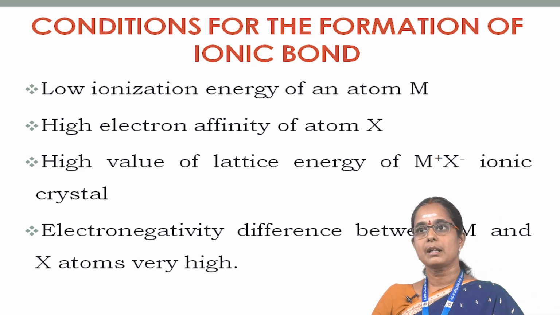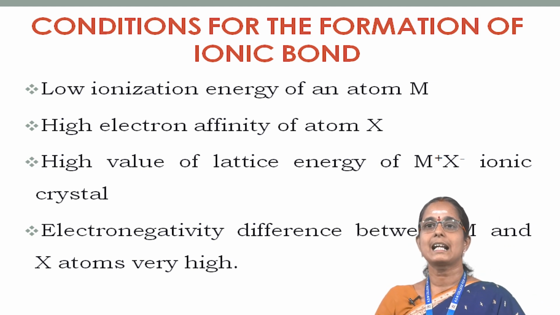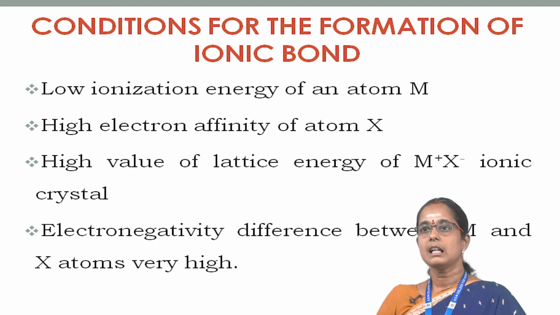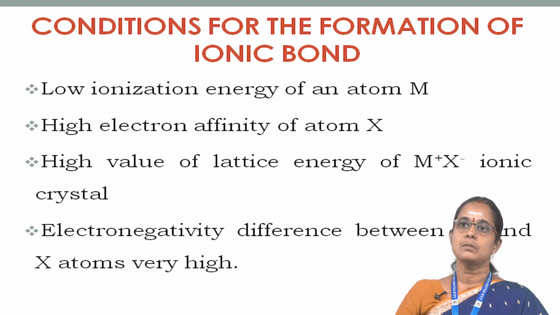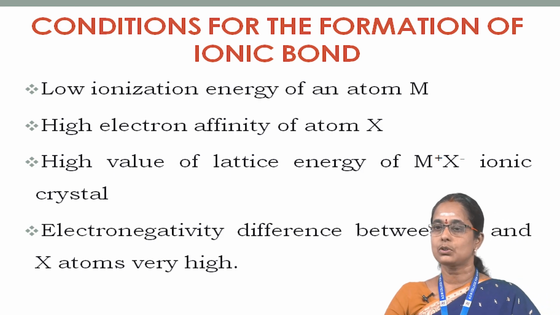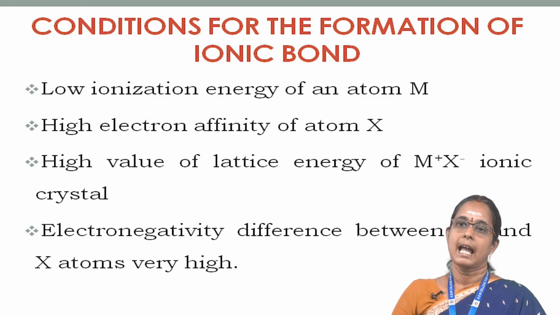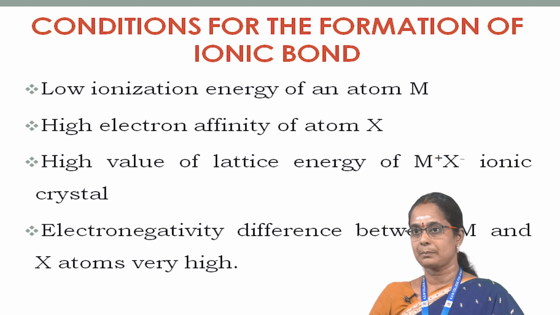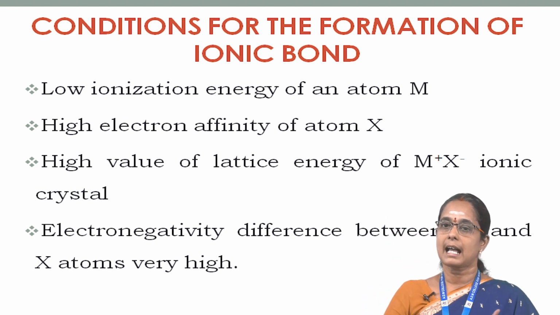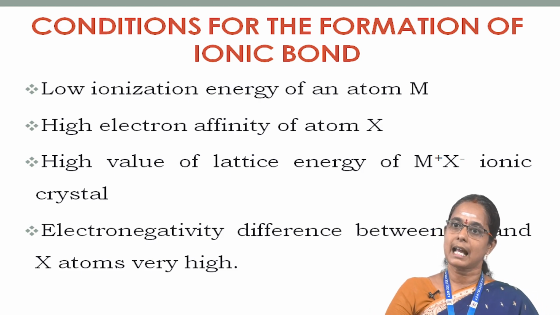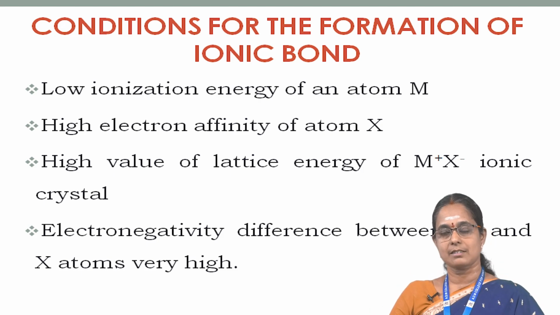For the formation of an ionic compound, what are the criteria? First one is the low ionization energy of the atom, that is the metal atom. The ionization energy of the atom should be low, so that this atom may lose the electron readily to form the cation M+. And the second point is the high electron affinity of an atom X. The electron affinity of an atom X should be high, so that this atom may accept the electron readily to form the anion X-.